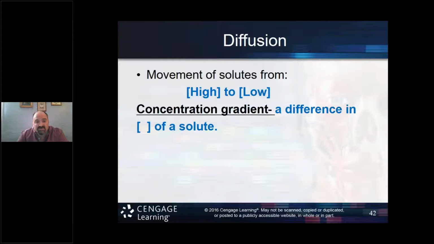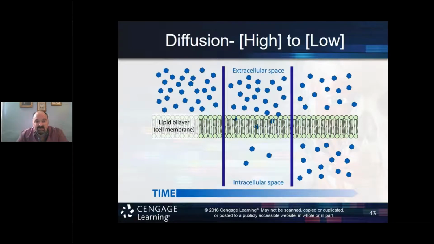You'll see here that these brackets represent concentration. So movement from high to low, that's important for you to know. So here we have high concentration, low concentration. And know that the plasma membrane is a selectively permeable structure. So movement from high to low will create equilibrium over time. Equilibrium is where it's equal concentration on both sides, but movement is from high to low.